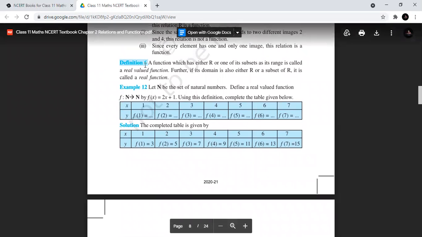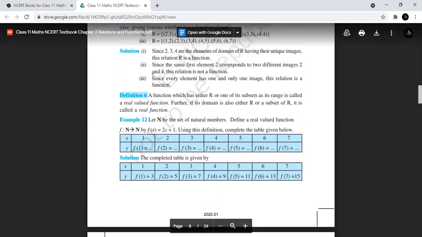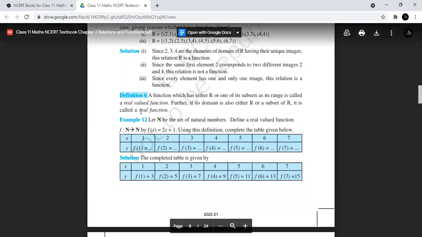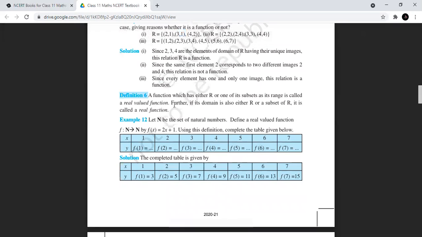Let's go to this definition. That's another important definition here, because we will be focusing on this only. We'll be studying real functions. Okay. So definition 6, as they have written here, is saying a function which has either R, I hope you understand this, capital R, they mean the set of real numbers, or one of its subsets as its range is called a real valued function. Okay.